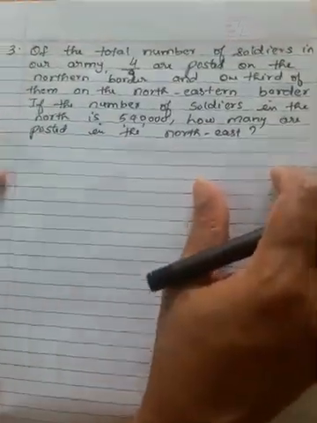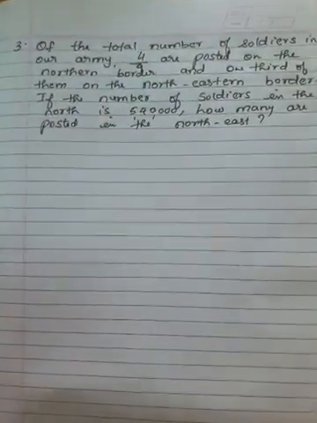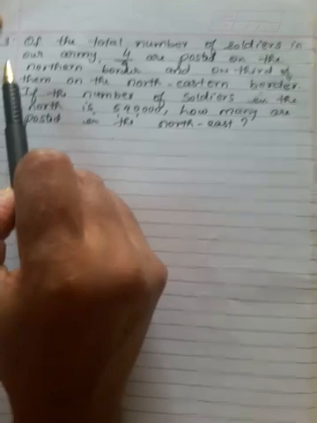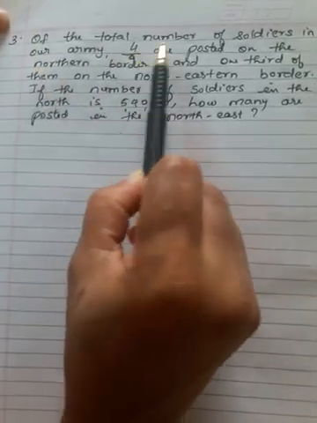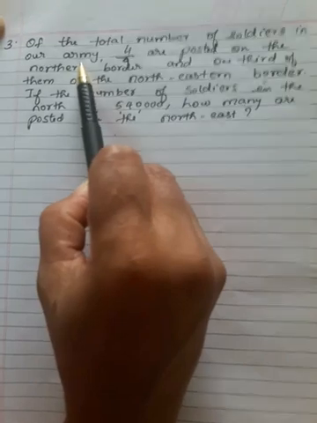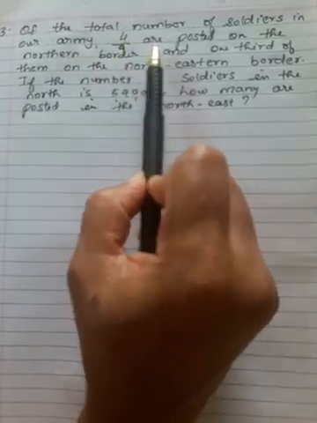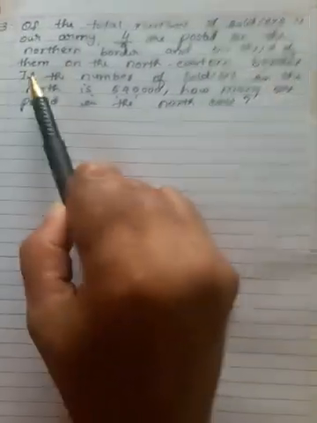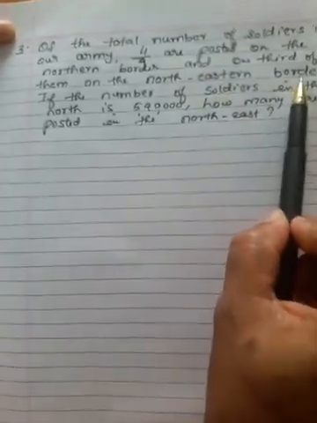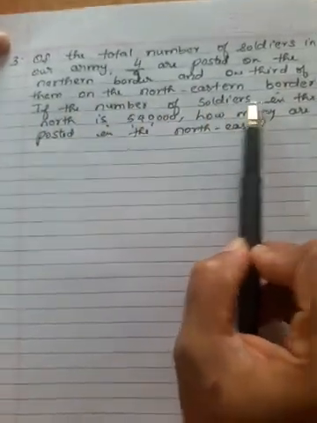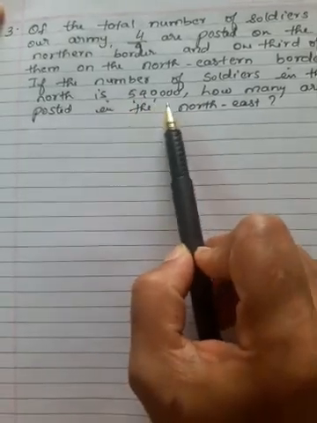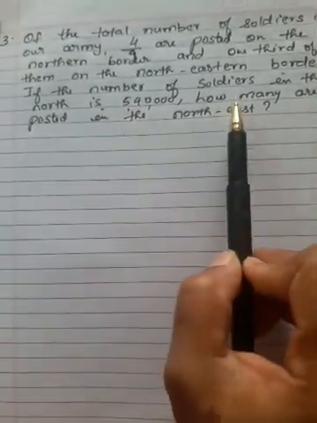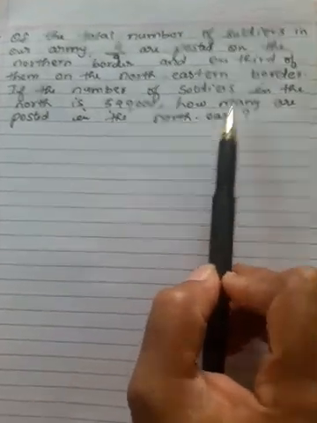Now we will move to the third question. So what is given here in the third question? Third question: of the total number of soldiers in our army, 4/9 are posted on the northern border and 1/3 of them on the northeastern border. If the number of soldiers in the north is 5,40,000, how many are posted in the northeast?